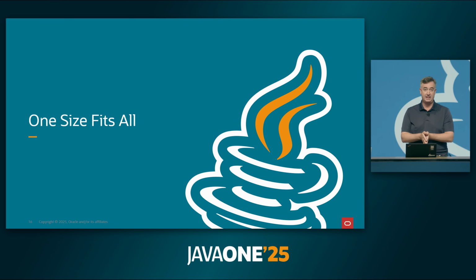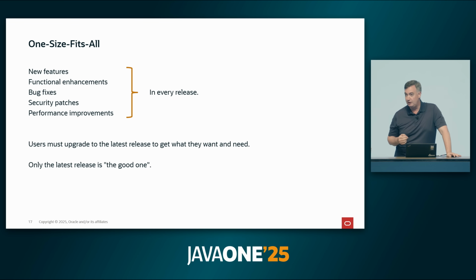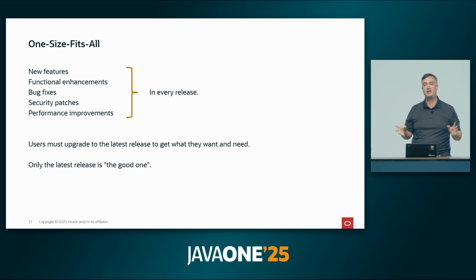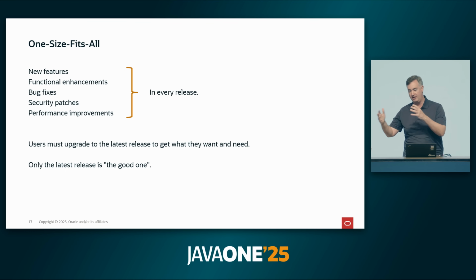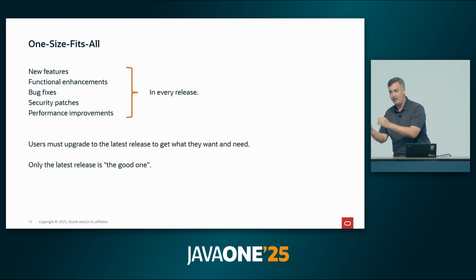One-size-fits-all is a simple release model where library developers try to ensure that every release of the library meets the needs of every user. To do this, library developers include a mix of updates in every release. They put in new features, they add functional enhancements, they have bug fixes, security patches, performance improvements, anything you can imagine. And maybe there's a versioning scheme that describes the scope of the changes, but as the library rolls forward, there is a good version that library developers ultimately expect users to upgrade to. That's what gets all of the effort.